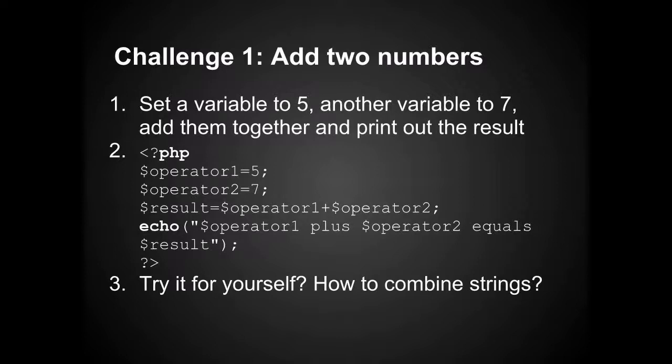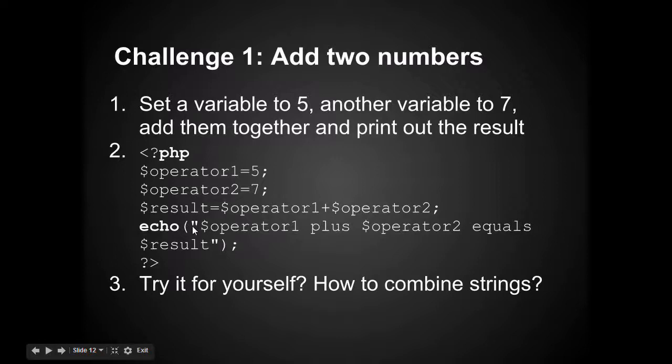So looking at our code here, on this first line we have an assignment of 5 to operator 1. We have assignment of 7 to operator 2. We're adding them together and storing the result in a variable called result. And then we're doing this echo statement.